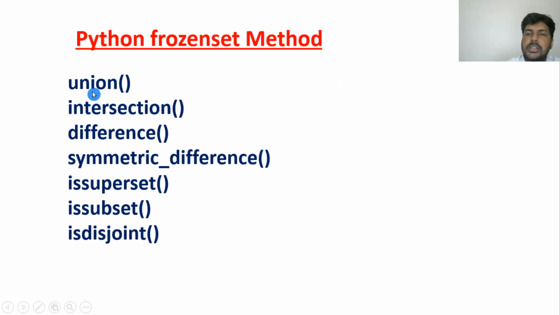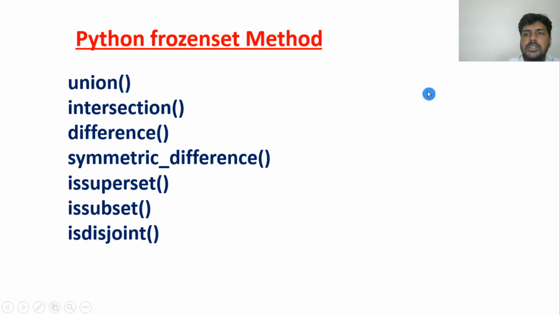Just like set, frozen set will also support union, intersection, difference, symmetric difference, is superset, is subset, is disjoint. But it will not support some of the set functions like add, remove, pop. Why will it not accept them? Because frozen set is immutable, so elements cannot be added or removed. That's why it will not accept methods like add and remove. It will accept only these set functions: union, intersection, difference, symmetric difference, is superset, is subset, is disjoint.